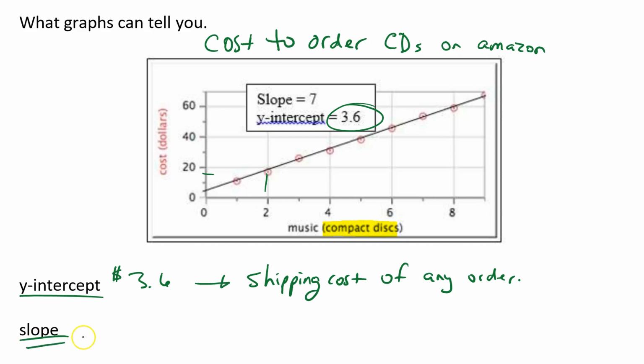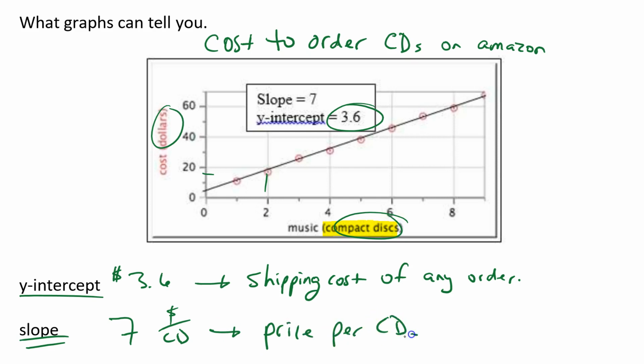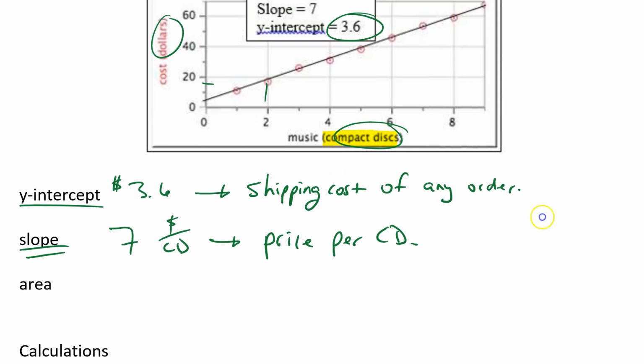The slope in this case is 7. Now what would the units be? It's rise over run, so it would be dollars over compact disc. So for every one CD, it would cost $7. So that would be price per CD. Okay, one CD costs $7.